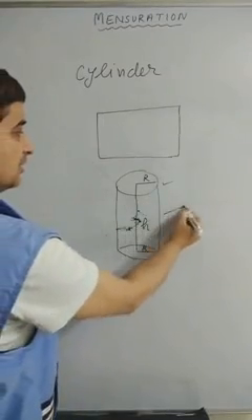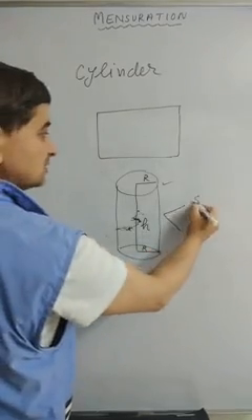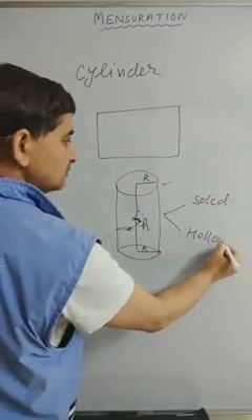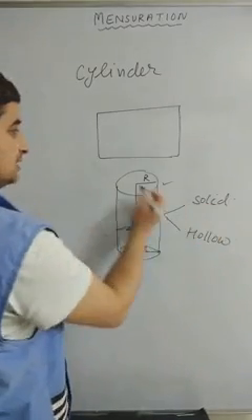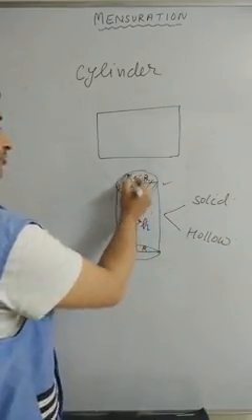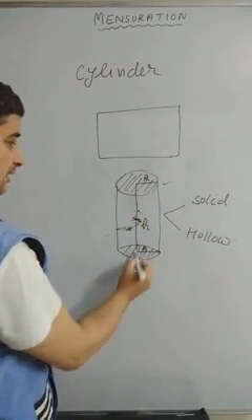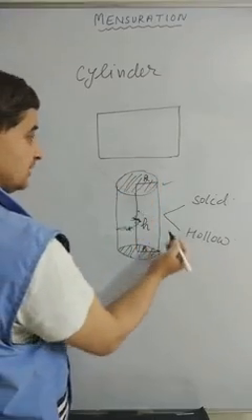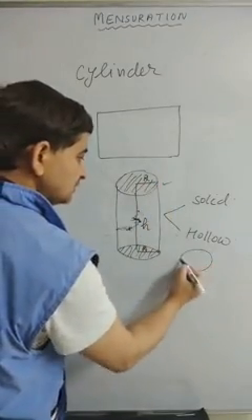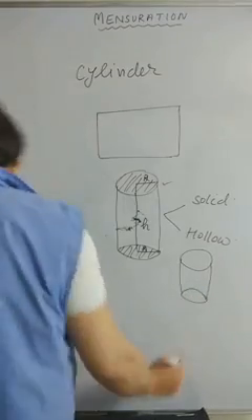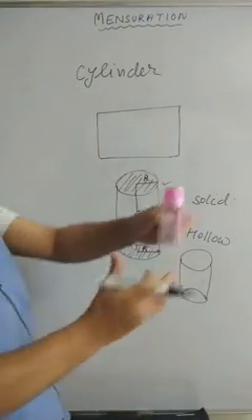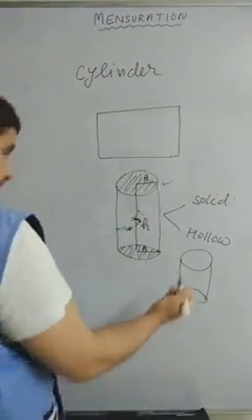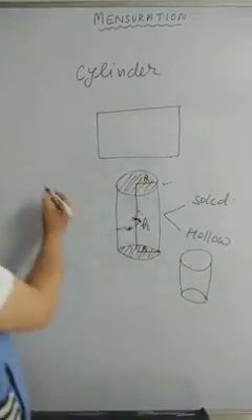Now this cylinder can be of different types. One you can call a solid cylinder, the other a hollow cylinder. Solid cylinder means there is no space, you cannot fill anything inside, it's all the material it is made of. Hollow cylinder means you can fill it. Suppose this bottle, it's a hollow cylinder because you can fill something inside.